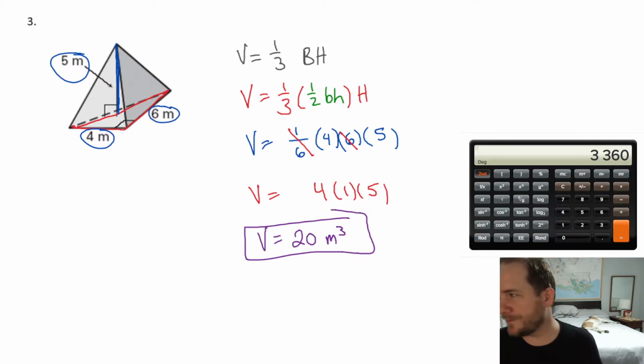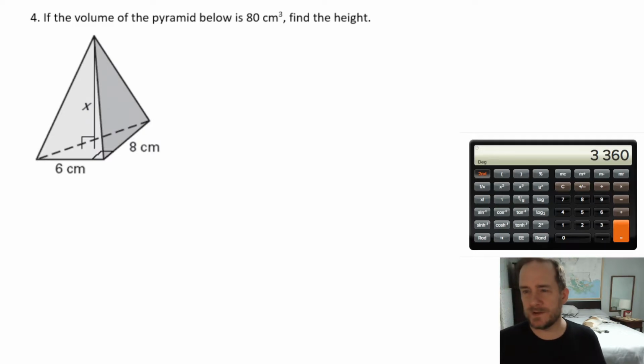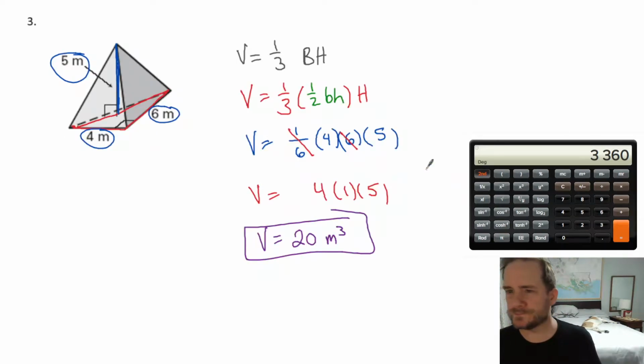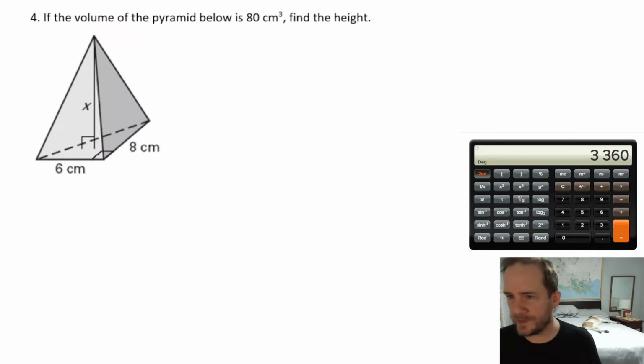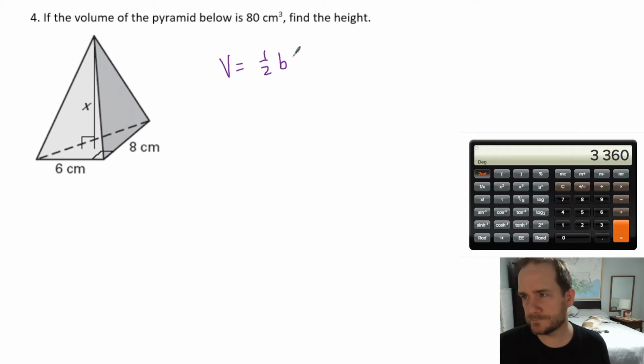So what's happening with number 4? Pretty similar. Yeah, so we just saw a right triangular pyramid, right? Here's another one. So I'll set it up the same way. Almost screwed this up. Almost forgot the 1/3 in the front. 1/2 times base times height is the area of our base. Now we go to substitute, and notice this is another one of these problems where you're given the volume. You're asked to find the height.